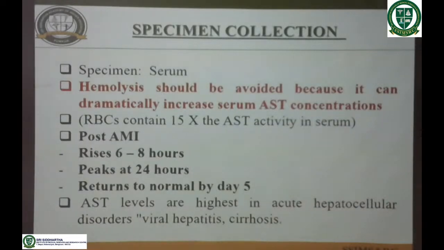We know this because AST is also present in the red blood cells. If there is hemolysis of the sample, the RBCs release the AST present in them into the serum sample. That will give false positive results. For that, we have to avoid hemolyzed samples.